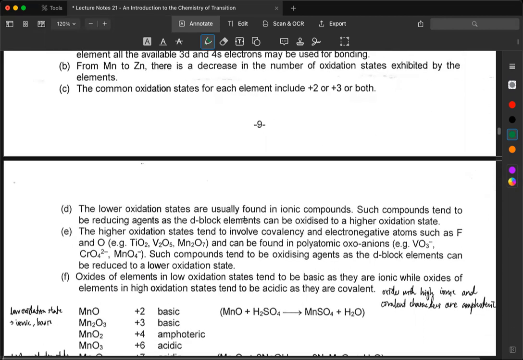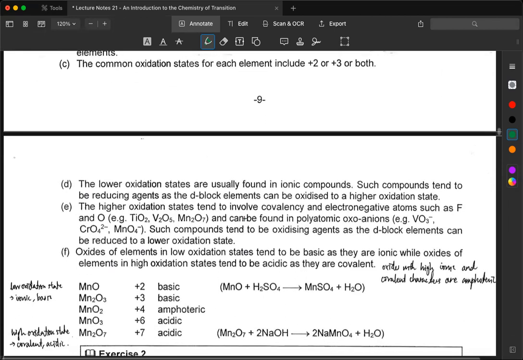The d block element can be oxidized to a higher oxidation state. The higher oxidation states tend to involve covalency and electronegative atoms, such as fluorine and oxygen, and can be found in polyatomic oxo anions like VO3 minus, CrO42 minus, MnO4 minus. Such compounds tend to be oxidizing agents, as the d block elements can be reduced to a lower oxidation state.